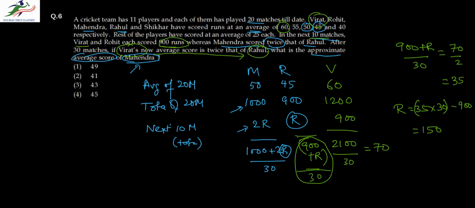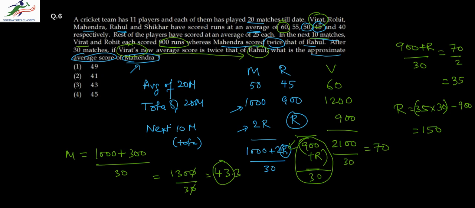So now we got the value of R, and we can easily calculate Mahendra's average score in 30 matches, which is 1000 plus 2 into R, that is 1300, divided by 30, which is equal to 1300 by 30, very close to 43.3. So very close to 43. And you see option 3 is given as 43, and that is the correct answer.